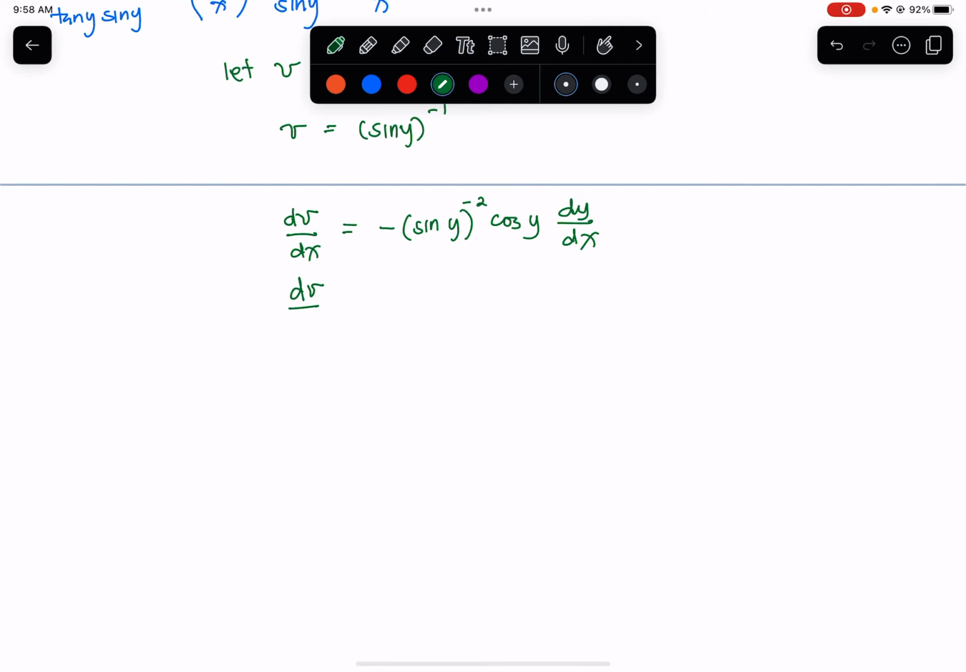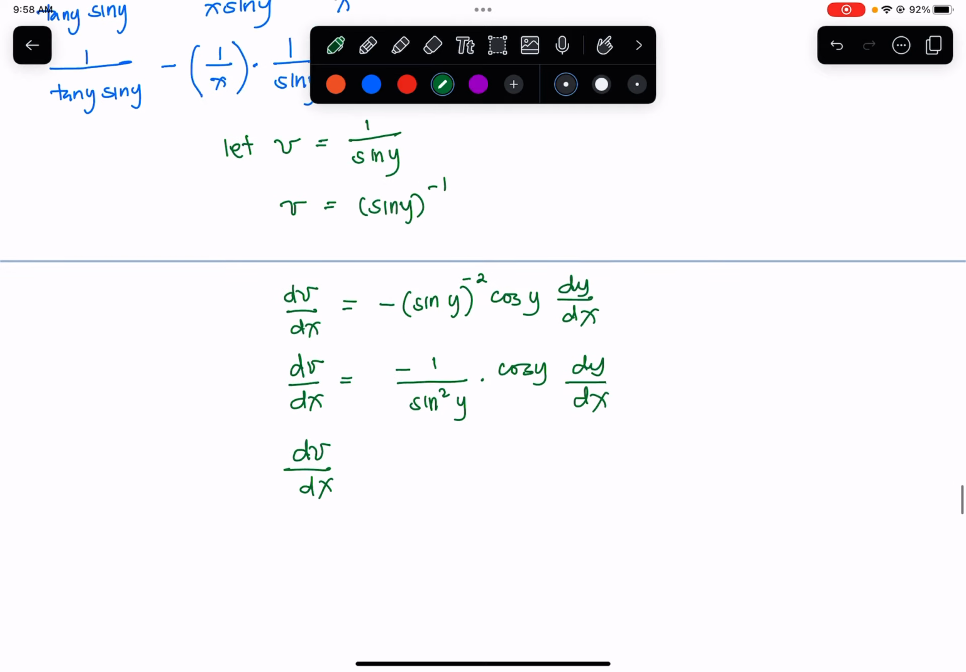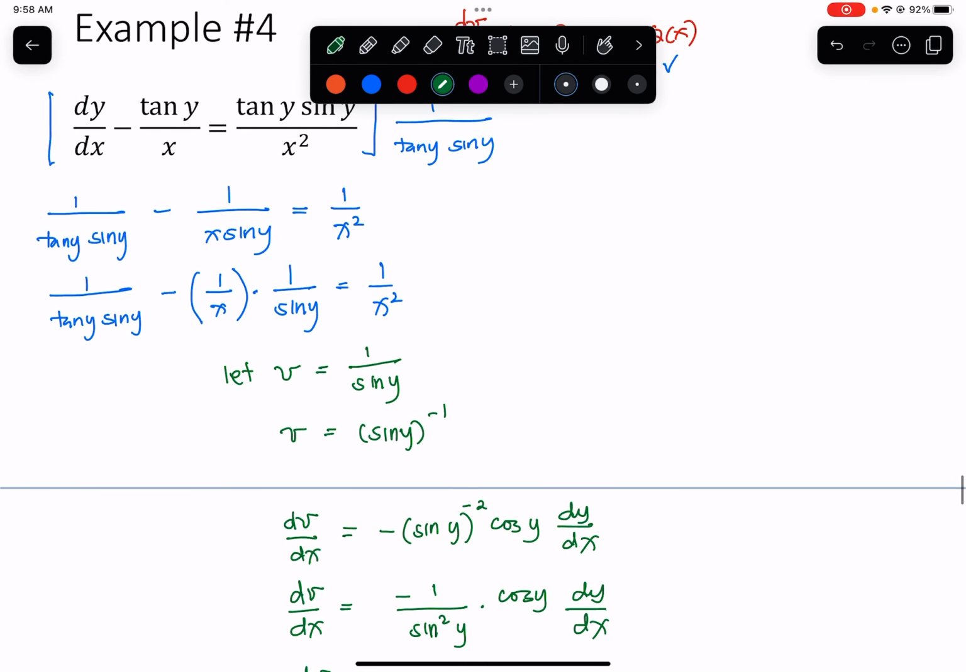So we can use some identities here. But let's bring it down first. So we'll have negative 1 all over sine y raised to negative 2, bring it down, it will become sine squared y, then multiplied with cosine y, dy over dx. But then we can separate, our objective here is, oh, I forgot. So we have the dy over dx here. So dy over dx.